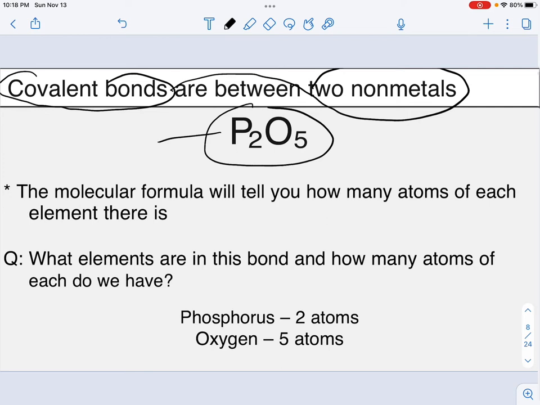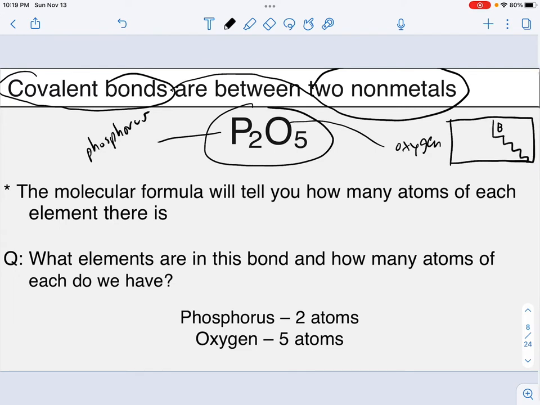So here we have phosphorus and we have oxygen, O, okay? Both of these are nonmetals, and you should know where the metals and nonmetals are, because you have boron on the periodic table and then you do the little staircase, okay? Everything to the right of that line that I just drew is a nonmetal. Everything to the left is a metal except for hydrogen. Hydrogen is a nonmetal, so be aware of that.